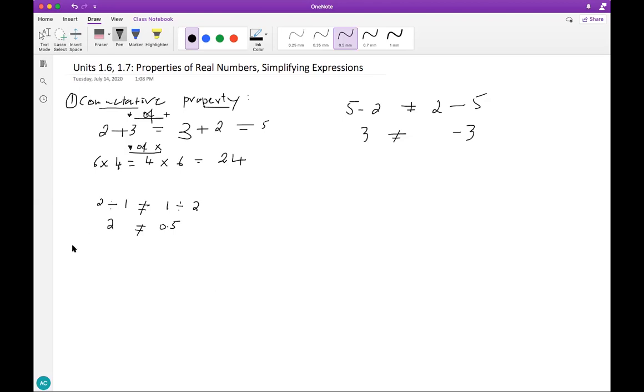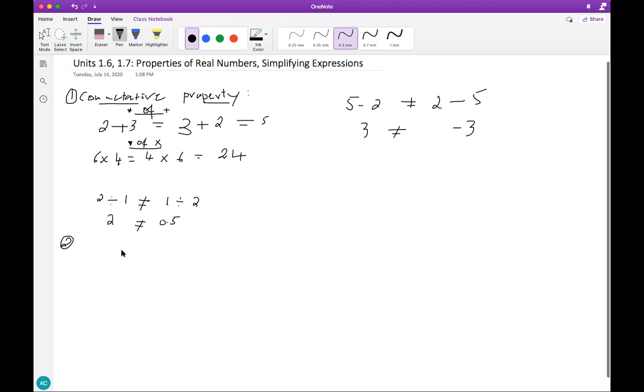We have a few more properties. They're very simple to use and understand. You just need to distinguish between them. Sometimes they may look similar, but they're not exactly the same. So try to understand the difference between each rule. That's the commutative property: the only thing that changes is the position of the numbers, okay? That's commutative.